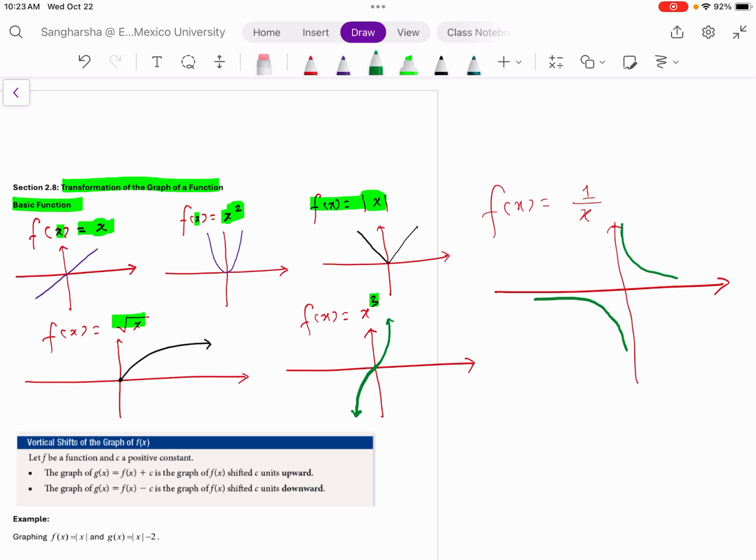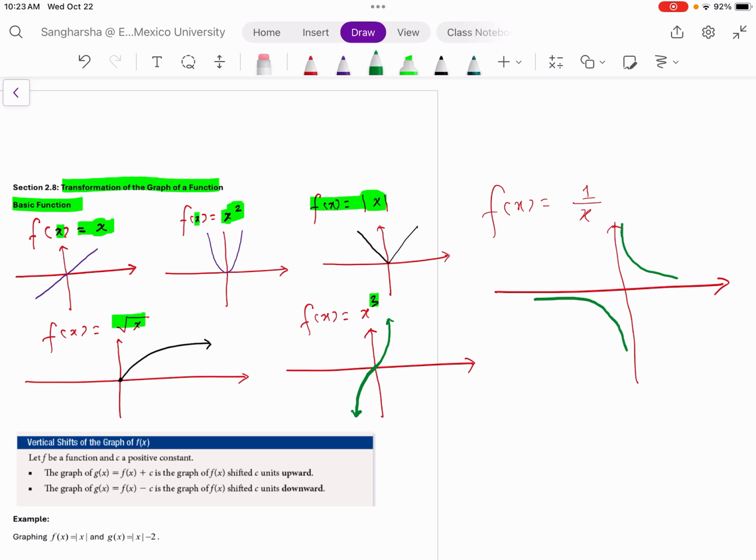Now in this section, we will use this shape of a basic function to graph a new function. We will always start from the basic function. We graph the basic function first, then we move or transform those basic functions and try to get a graph for a given function. So every one of you is required to know this shape of basic function.